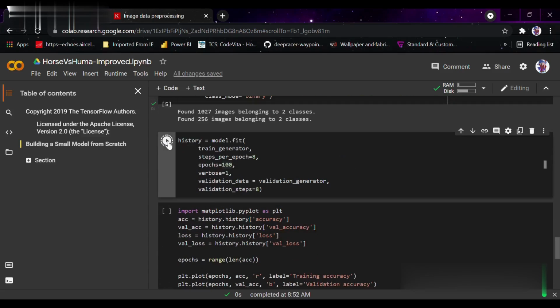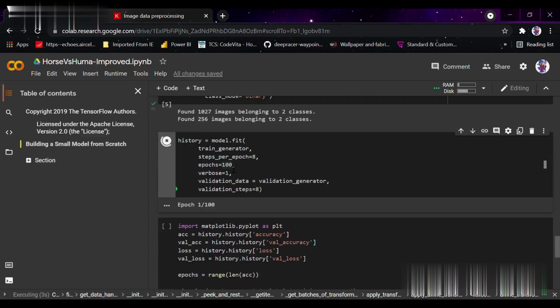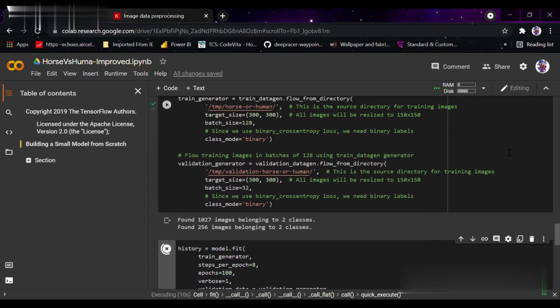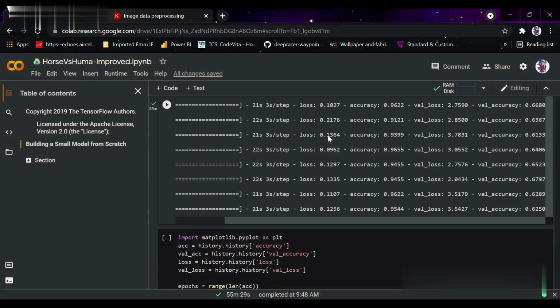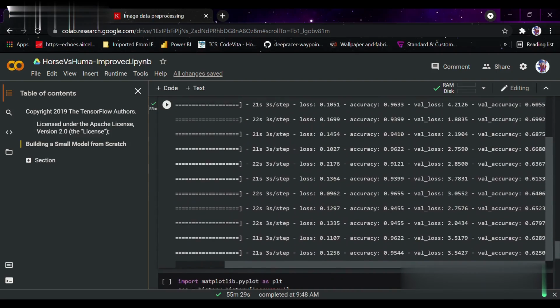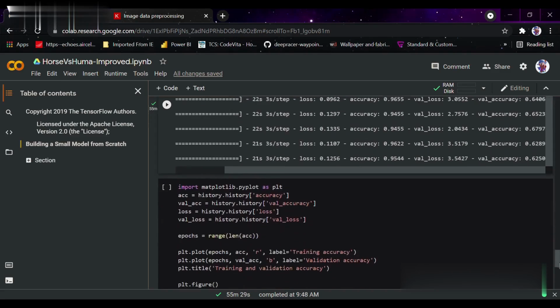And now comes history equals model.fit. There are a lot of epochs. There are 100 epochs, so it is going to take a lot of time. So when the model gets trained, I would be back here. So the model finished training after around 50 minutes. As you can see, it trained for 100 epochs with 8 steps per epoch, and the accuracy on the training data set was 95.44%, and the validation accuracy was 62.50, that is around 63%.